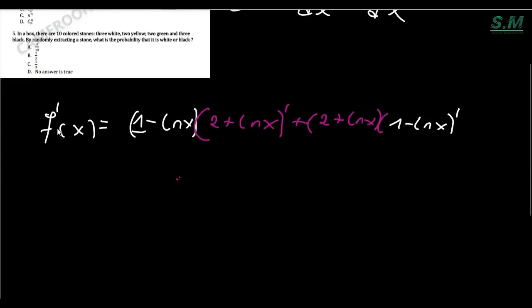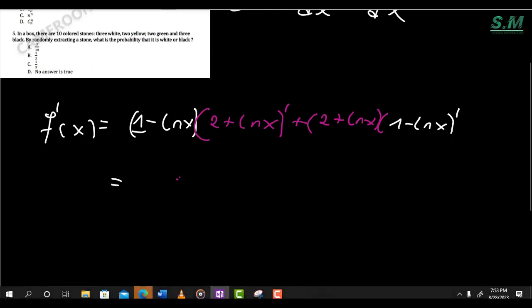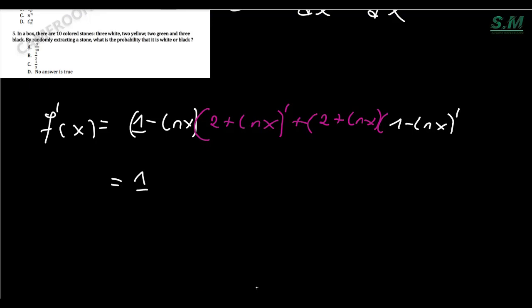So simplifying this, this will simply be equal to 1 minus the natural logarithm of x, times, now the derivative of 2 is 0 and the derivative of ln x is 1 over x. So we have that. That will be plus 2 plus ln x.